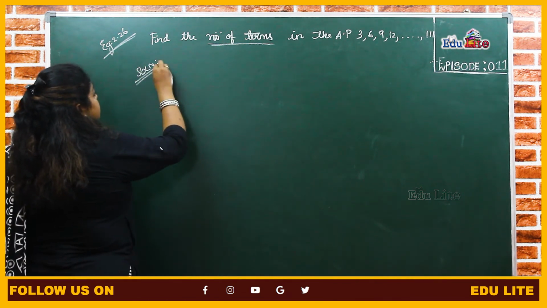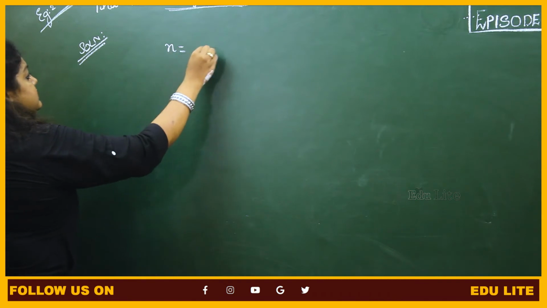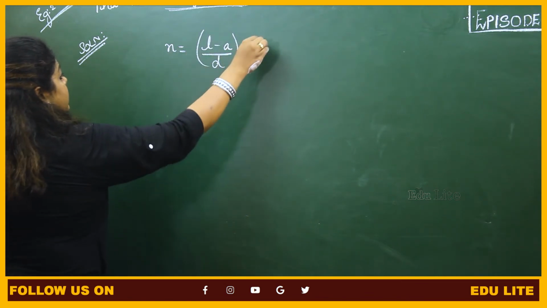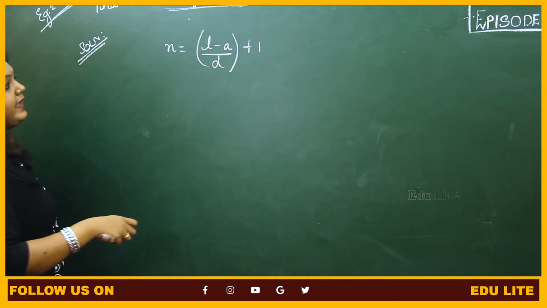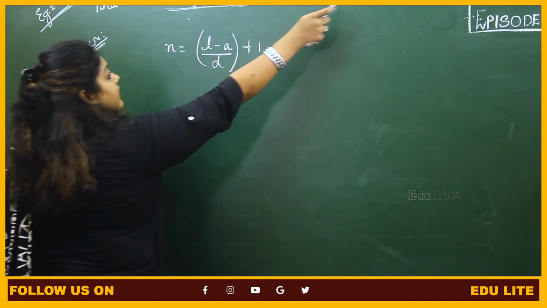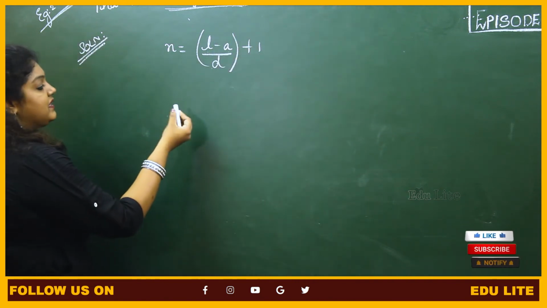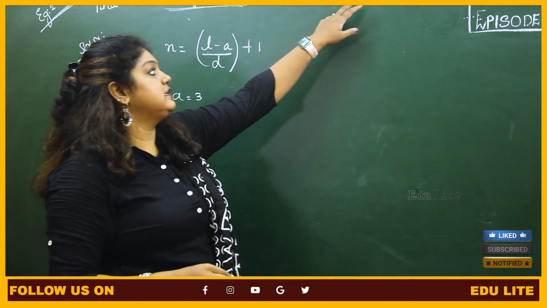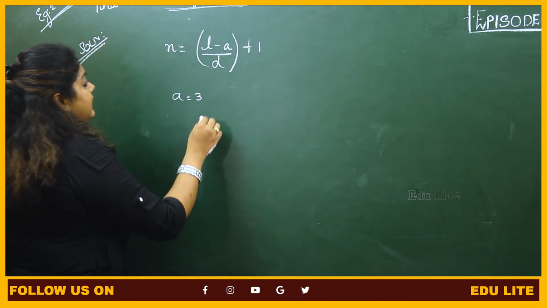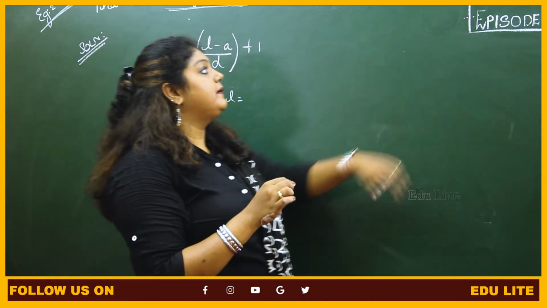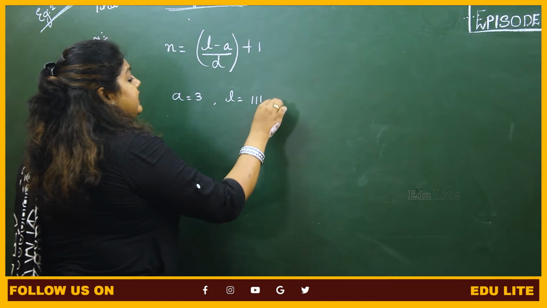So, we have to use the formula n equals (L minus a) by d plus 1 in order to find the number of terms in an AP. We know the values of a, d and L in the above sequence. What will be the value of a? The value of a is 3 because the first term of the sequence is 3. Next, the value of L is the last term of the sequence, which is 111.